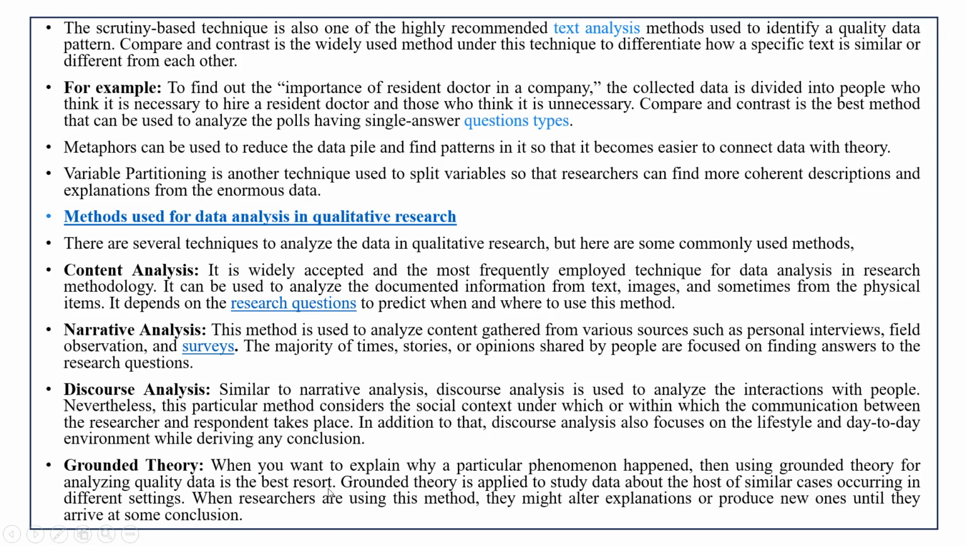Now, grounded theory. When you want to explain why a particular phenomenon happened, using grounded theory for analyzing qualitative data is the best approach. Grounded theory is applied to study data about a host of similar cases occurring in different settings. So the case is similar, but it is happening in different areas or different settings. When a researcher uses this kind of method, it might alter the explanations or produce new ones. The situation may be the same, even the theory the same, but the results differ. So they may arrive at the same conclusion, or even a different conclusion too.